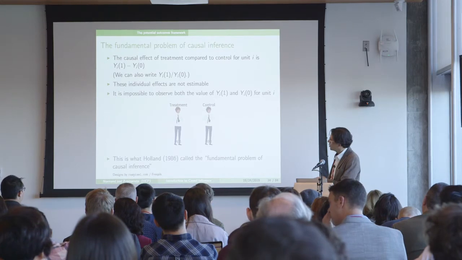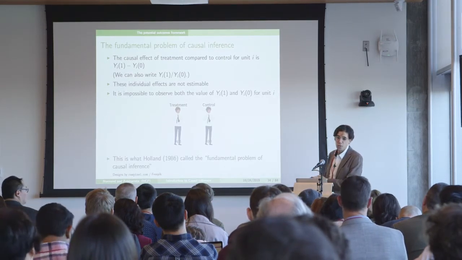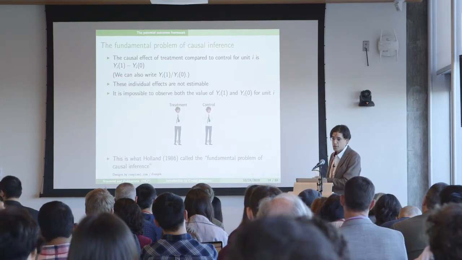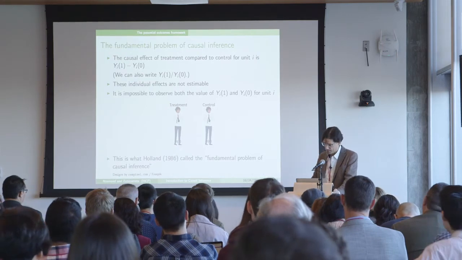So this is what we would like to estimate, but we can't because we get to see only one realization of the world. People are treated or they're controlled. We don't get to see both states of the world. Otherwise, causal inference would be quite easy.